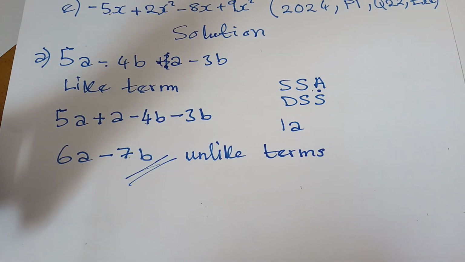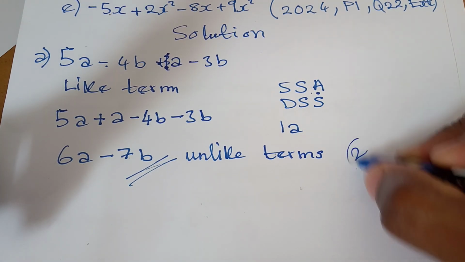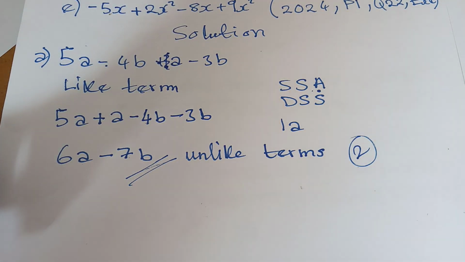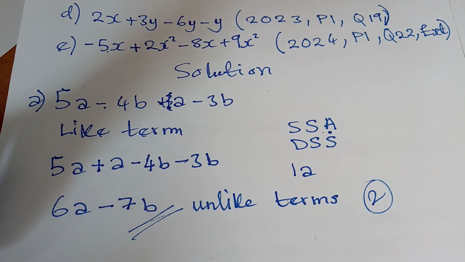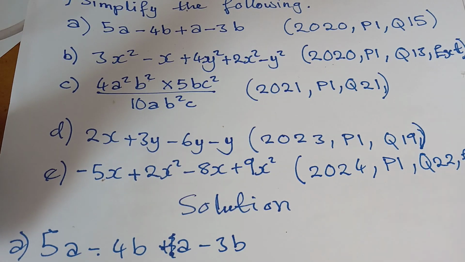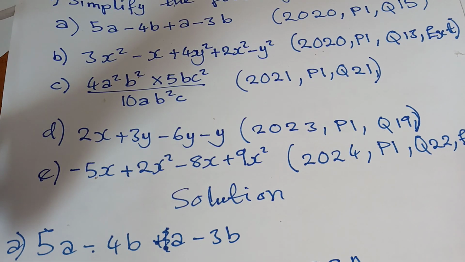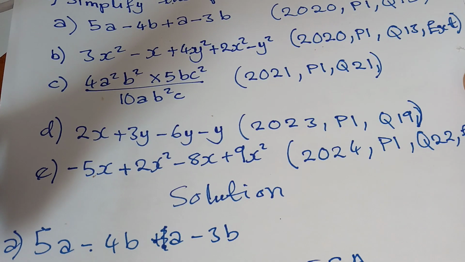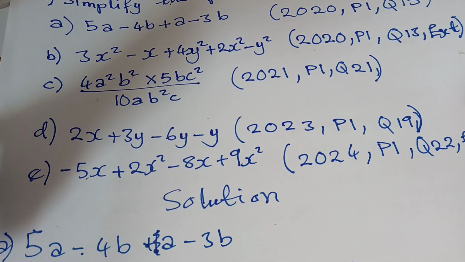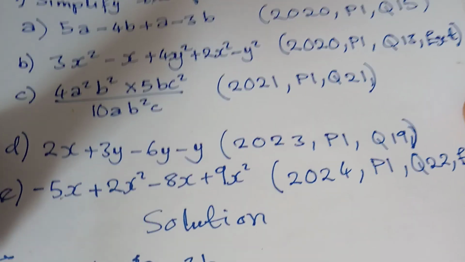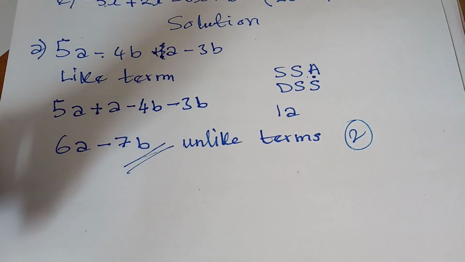And this was someone's exam. And each of these questions will have 2 marks in your final exams. Okay, so let's move on to the next one. The next one is 3x squared minus x plus 4y squared plus 2y squared minus y squared. This was 2020 as well, except that this was external.